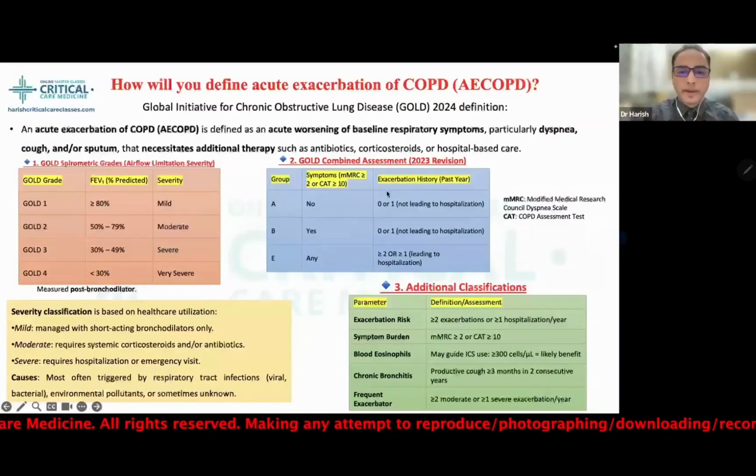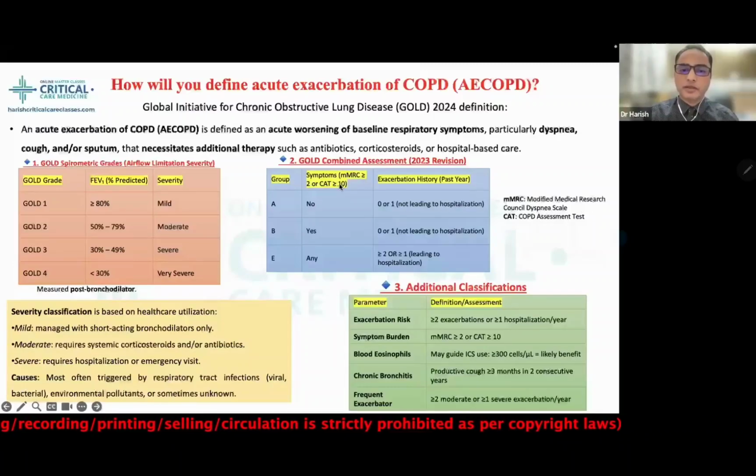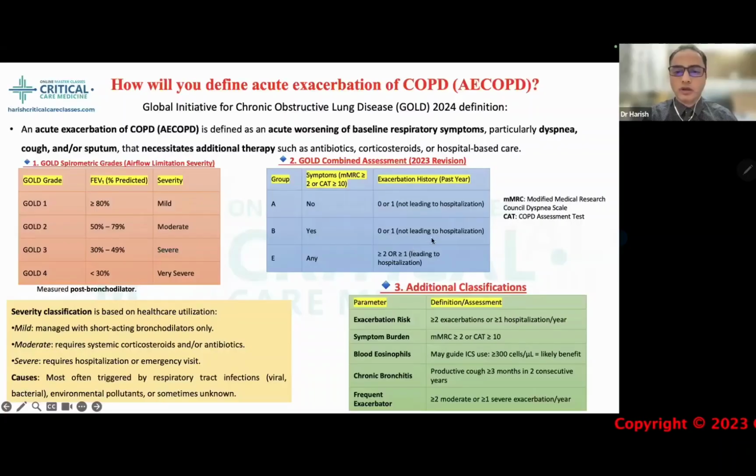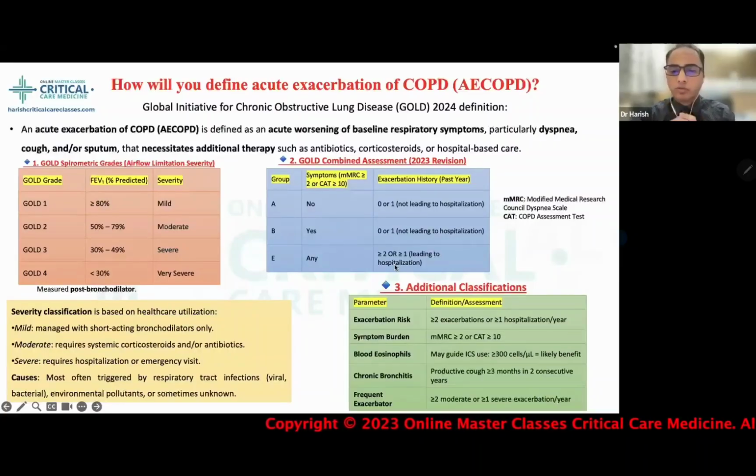But we have the GOLD combined assessment, that is the 2023 revision. So they grouped into ABE based on the symptoms of the modified Medical Research Council dyspnea scale. If the mMRC symptom is more than or equal to 2, or there is something called the COPD Assessment Test, if it is more than or equal to 10, okay, so then no symptoms, more than or equal to 2, yes or any. Based on exacerbation history, like past year exacerbation, 0 or 1 not leading to hospitalization, or more than or equal to 2, or greater than or equal to 1 leading to hospitalization.